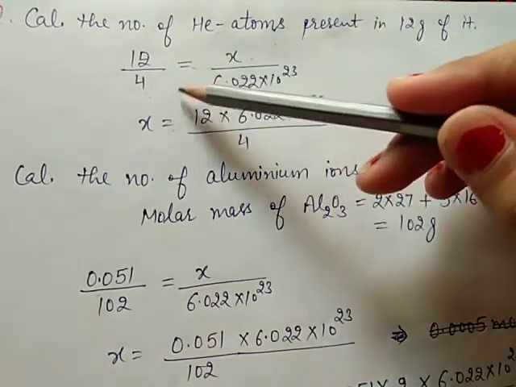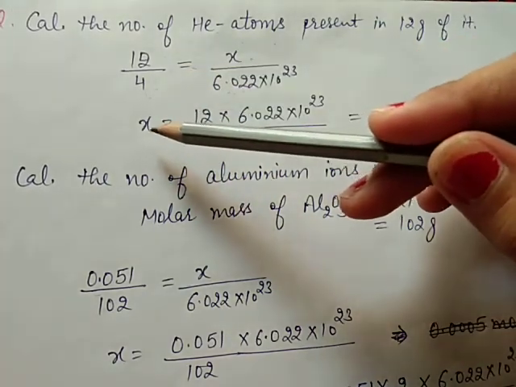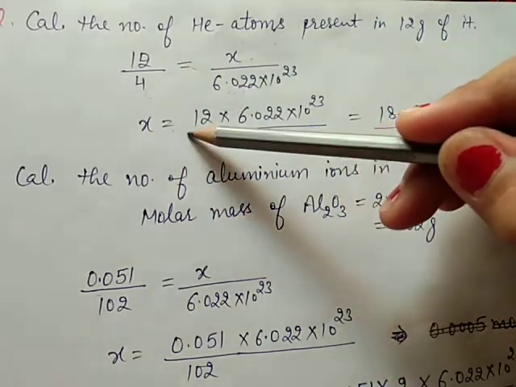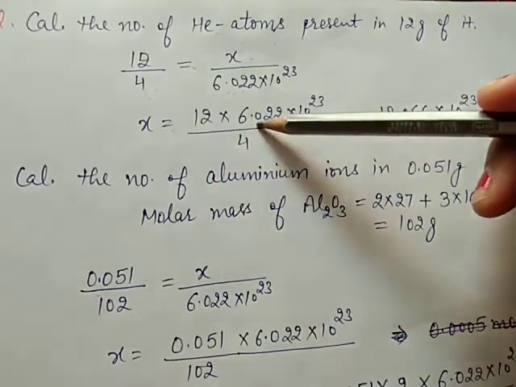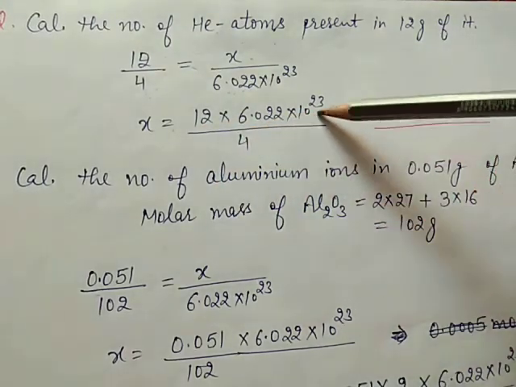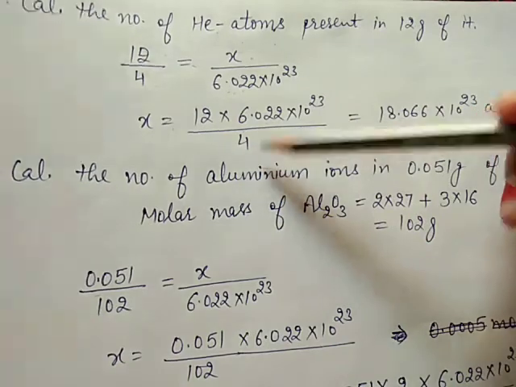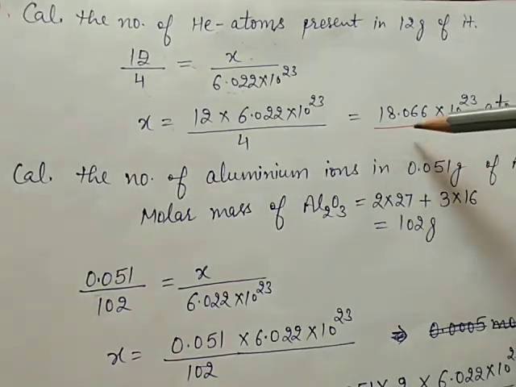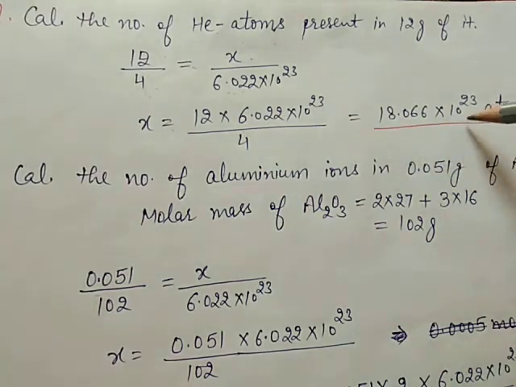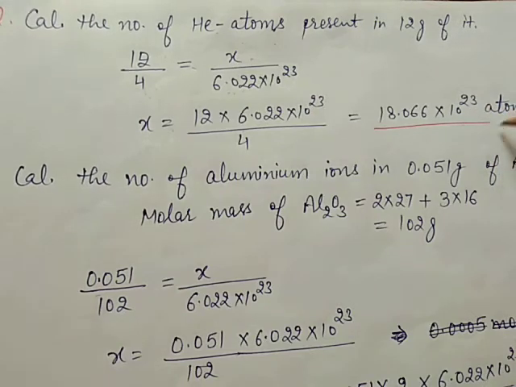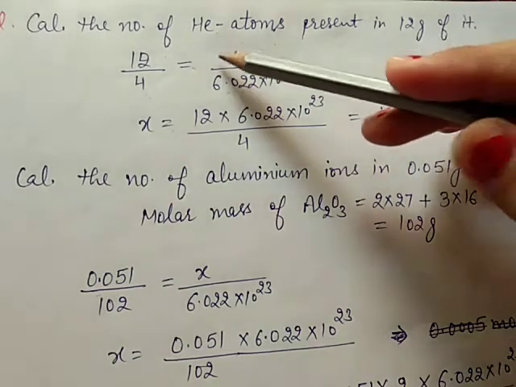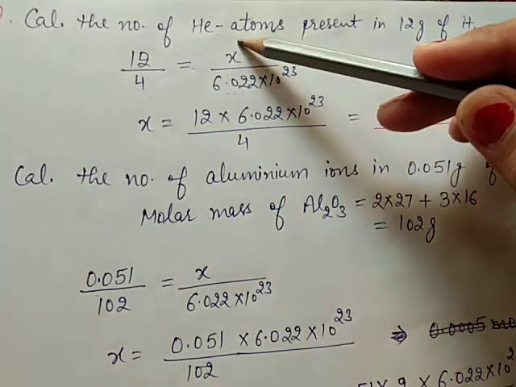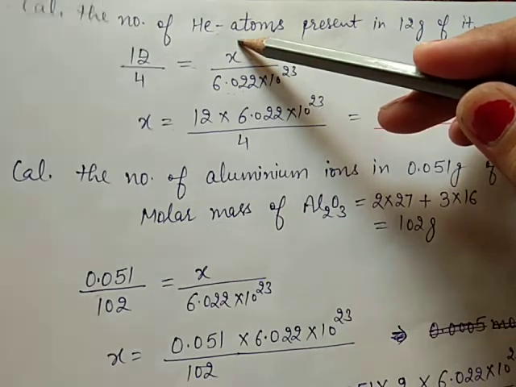Here after cross multiplication we can easily calculate the x. X is equal to 12 multiply 6.022 into 10 raised to power 23 divided by 4. This is equal to 18.066 multiply 10 raised to power 23 atoms, because we have to calculate the number of helium atoms.